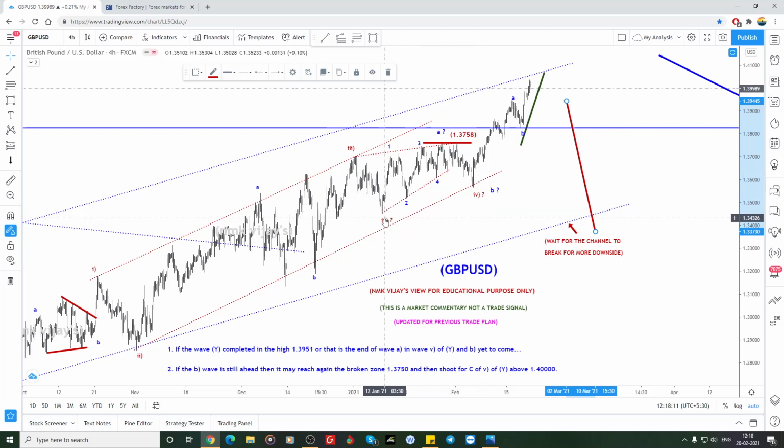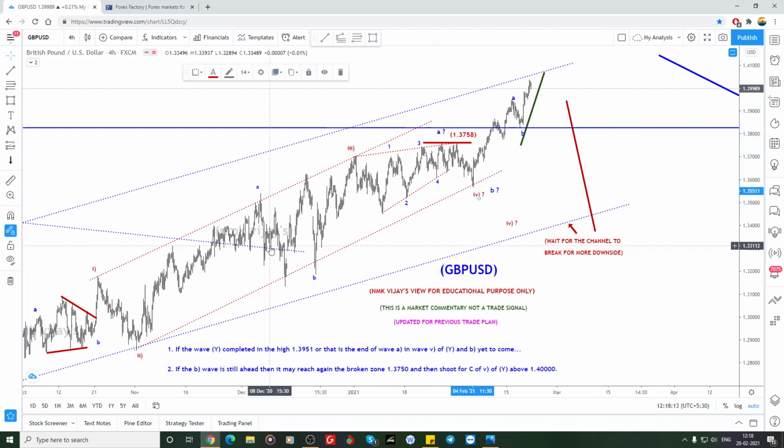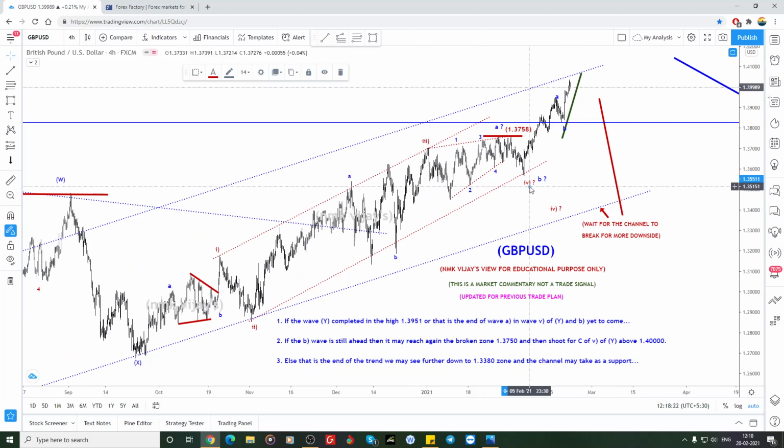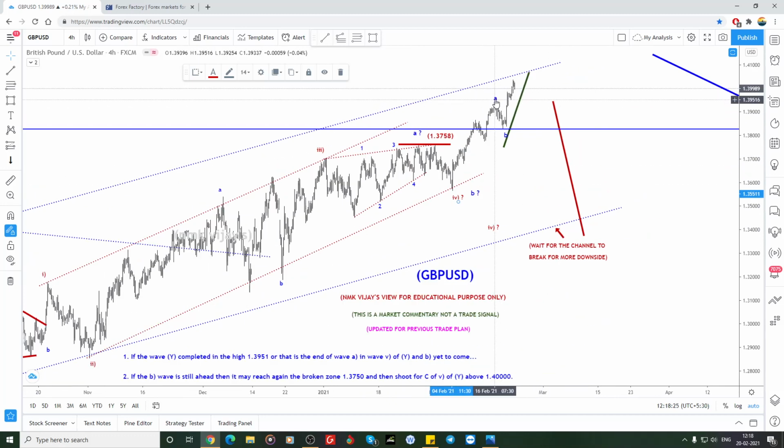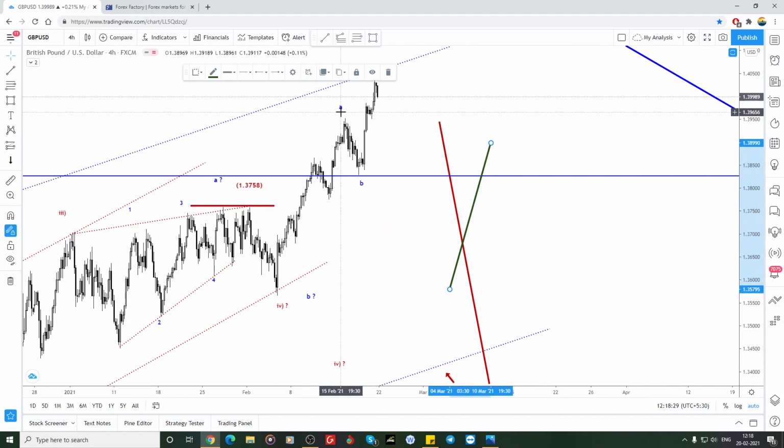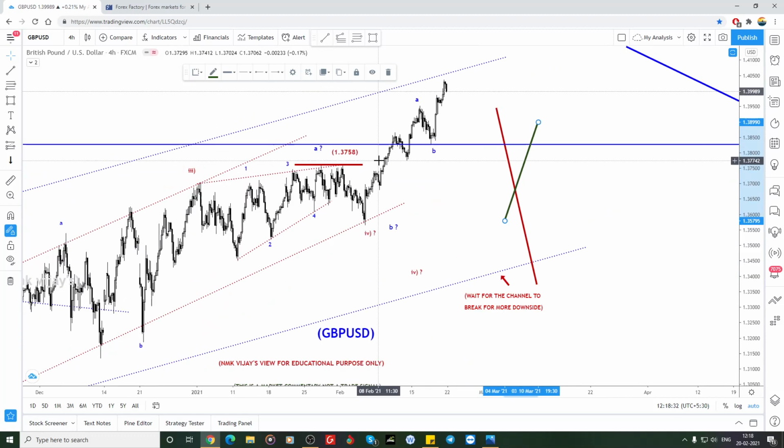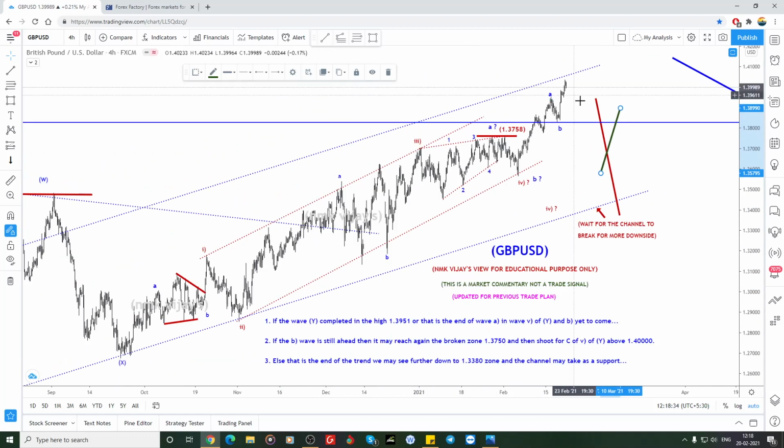So 1, 2, 3, A, B, C, this is the 4. I said okay, we make this a 4 because A, B, C is a 3. Again, if we make this a B and C, it has to come to the downside, right? So this is 1, 2, 3, 4, 5. We already did A, B, and I'm expecting that C wave. So here is one thing, one second, A, B, 1, 2, 3, 4, 5.